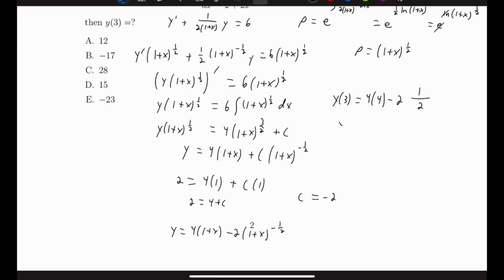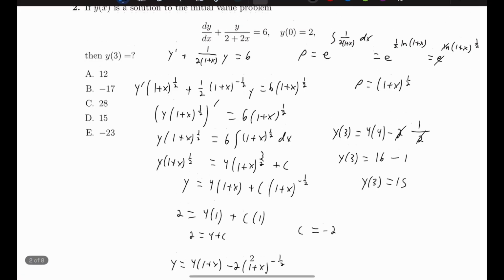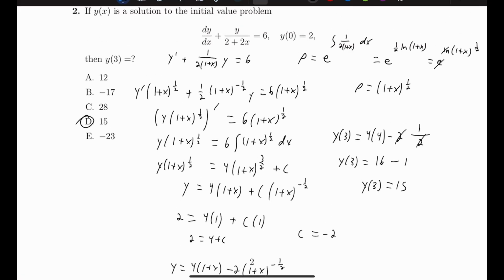And then that leaves us with y of 3 equals 16 minus, cancel out those, 1. So y of 3 is equal to 15, which is answer choice D here.